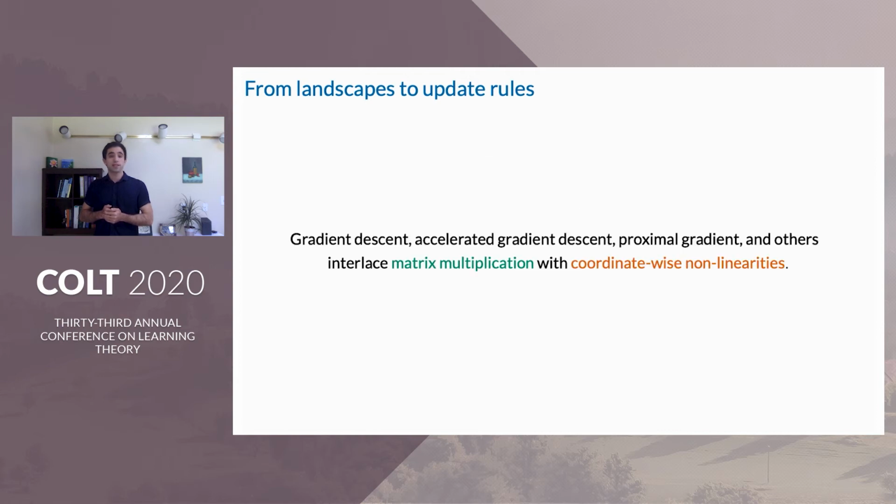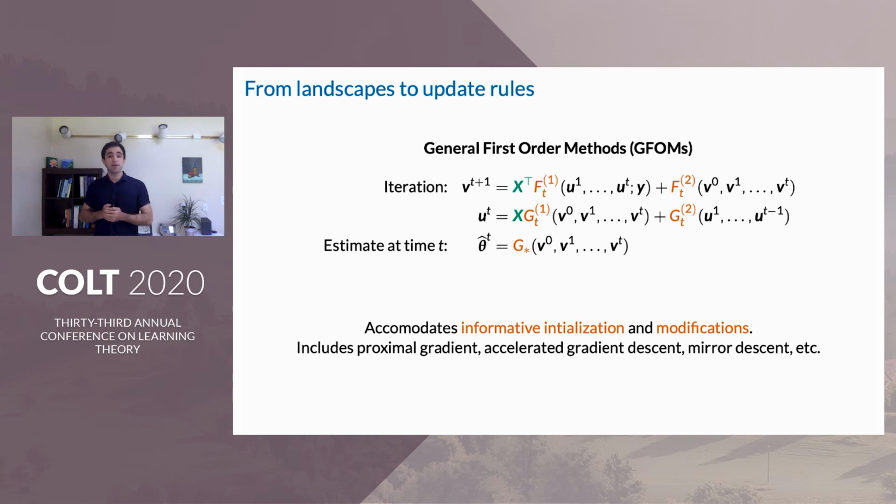It turns out that not only for gradient descent, but also for accelerated gradient descent, proximal gradient descent, many other first-order methods, and even algorithms that do not require computing the gradient of any objective function have this form, namely their updates require only matrix multiplication and the application of coordinate-wise nonlinearities. Our idea is to define a general class of methods, which we call the general first-order methods, which are defined exactly by having this property, namely they only use matrix multiplication and the application of coordinate-wise nonlinearities in computing their updates. This class of methods includes gradient descent, proximal gradient descent, accelerated gradient descent, in some problems mirror descent, and many other modifications of these algorithms. And it also accommodates ways of initializing the descent algorithm using an informative initialization.